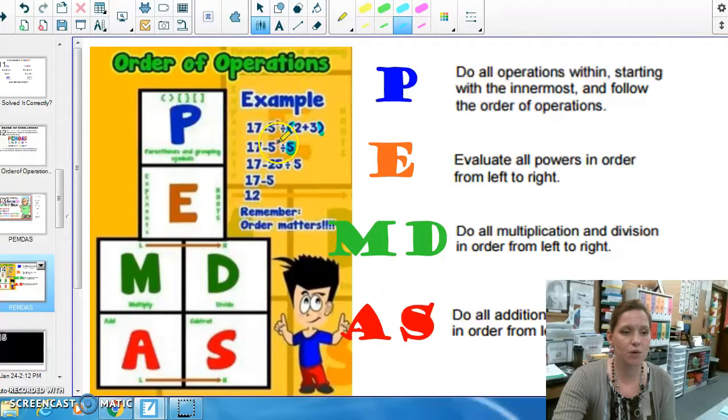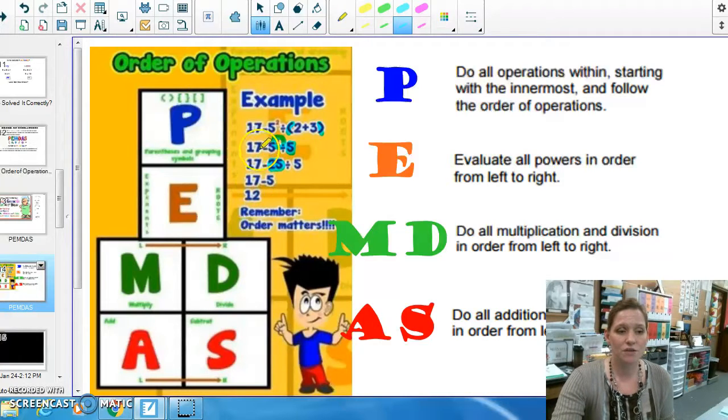Our only exponent here is 5 to the second power. So we just got done learning that any exponent is repeated multiplication. So that means 5 two times, which means 5 times 5. And 5 times 5 is 25, and there is my answer there. So now I just simplified and put 5 squared into standard form.